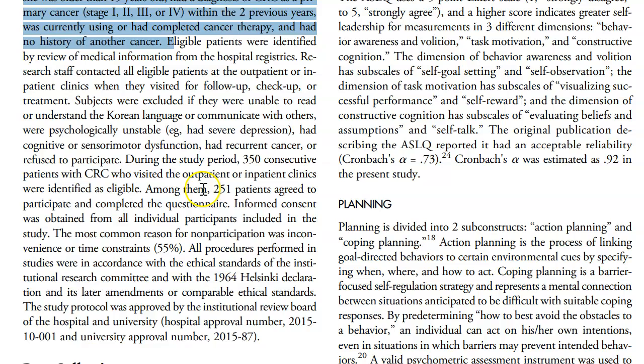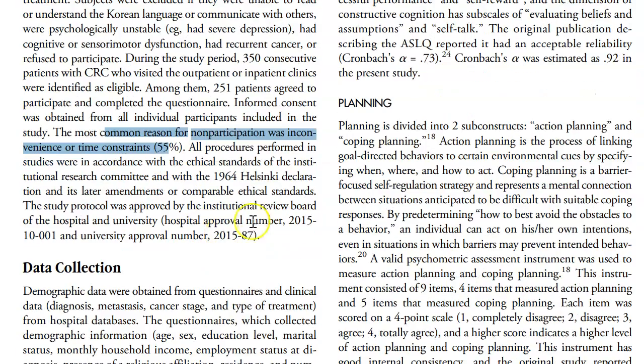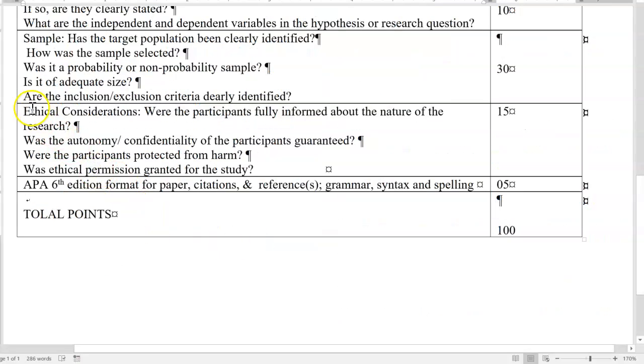Hold on here. Informed consent was obtained from all participants. The most common reason for non-participation was inconvenience or time. All procedures were performed in accordance with the ethical standards of the Institutional Research Committee and with the 1964 Helsinki Declaration. The study protocol was approved by the Institutional Review Board of the hospital and university, and here are the numbers. Okay, so in terms of ethical considerations, yes, they were fully informed.